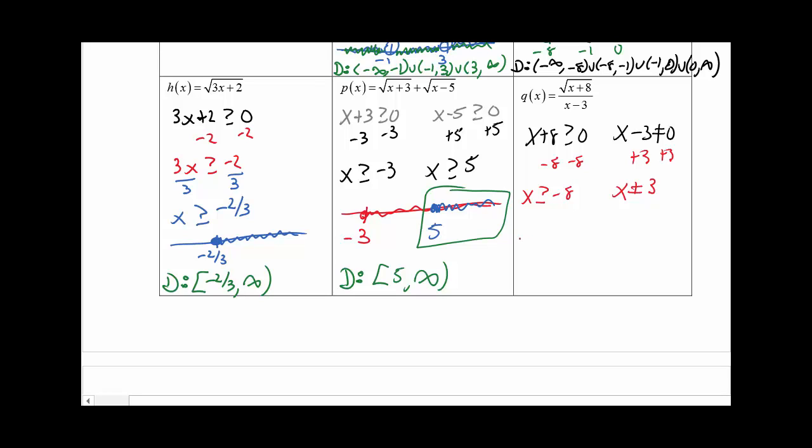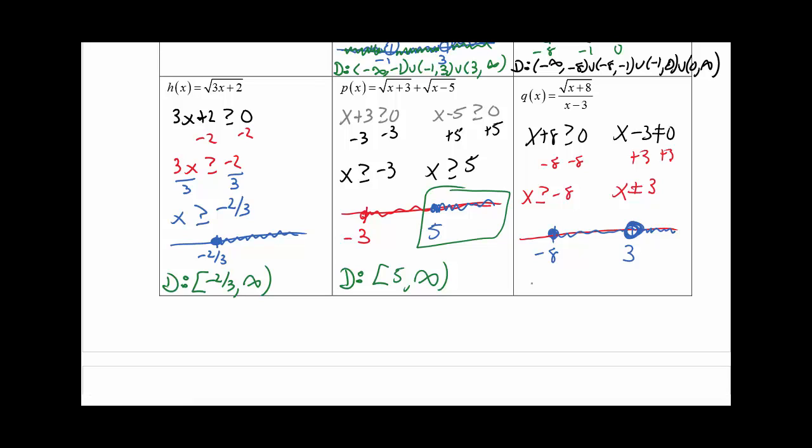Okay, so let me put this on a number line then. So here we are at negative 8, and it's a closed circle, and it's going to shade sort of this way. Now when we get to 3, 3 is going to have an open circle on it, but we're going to keep shading that way. Okay, so as long as I'm bigger than negative 8, I skip 3 altogether. As long as I'm bigger than negative 8, then I'm fine.